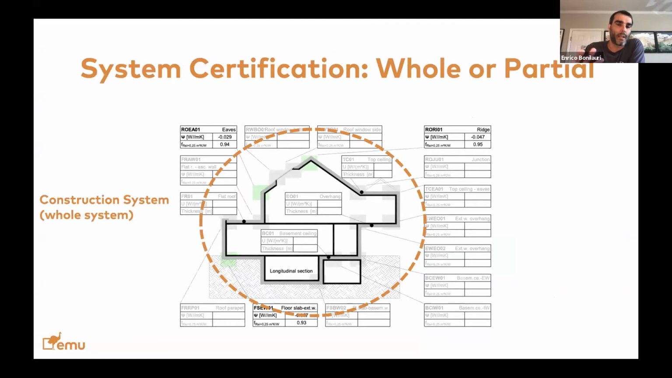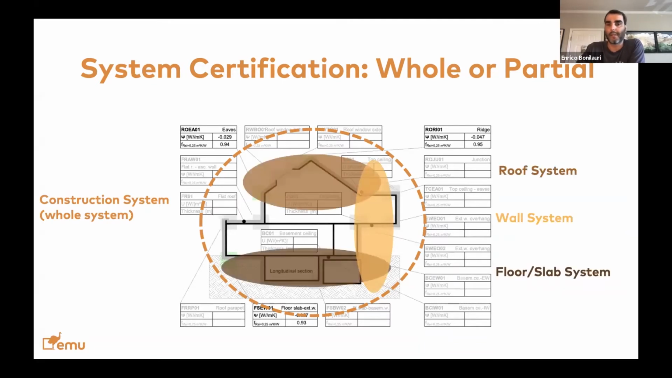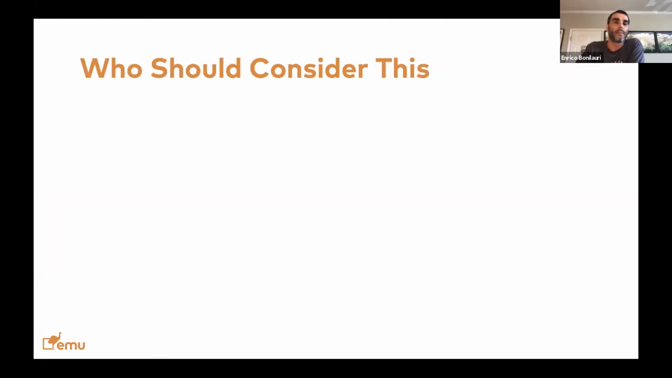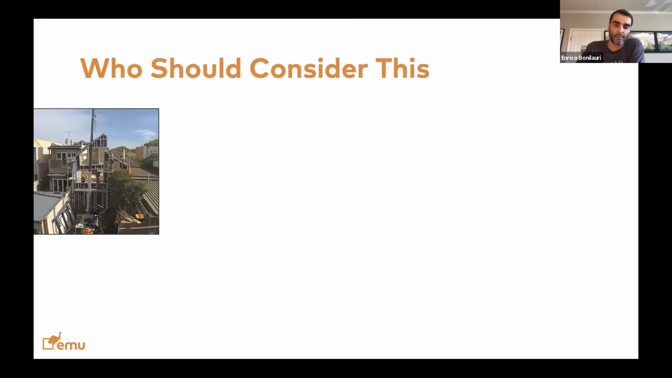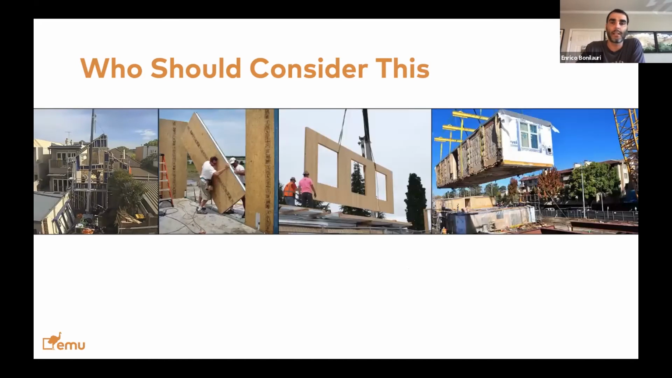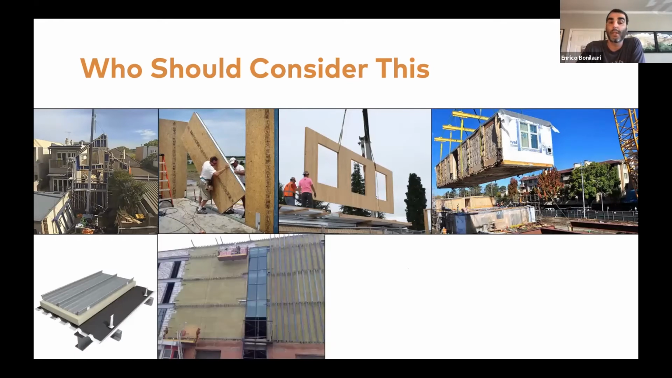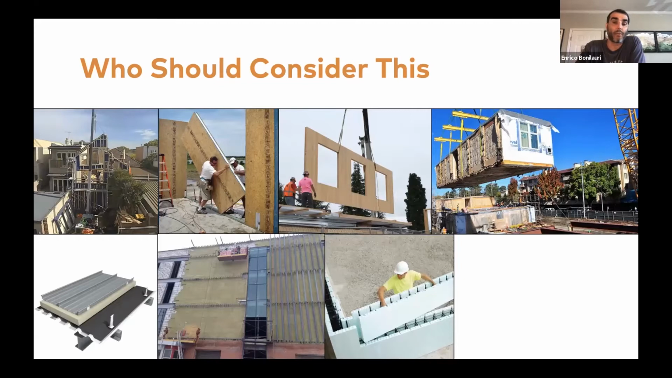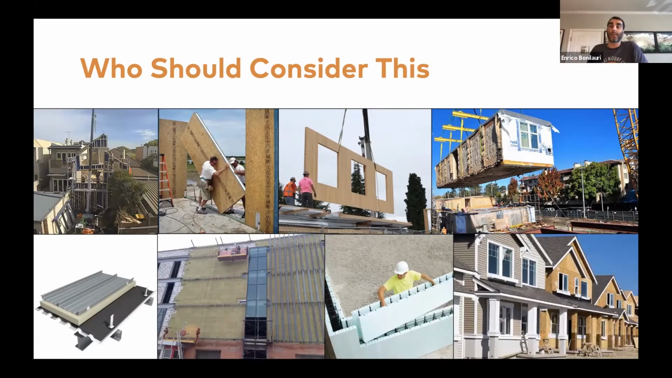We talked about the construction system as a whole, but within the same protocol, you can certify individual components of the envelope. For example, you can have the certification of a roof system, a wall system, or a floor and slab system without certifying the whole construction system. People and companies that should consider this include panelized manufacturers in timber framing, SIPs, CLT, fully volumetric modular, roof construction systems, insulation manufacturers, ICF or foundation systems, as well as production builders.